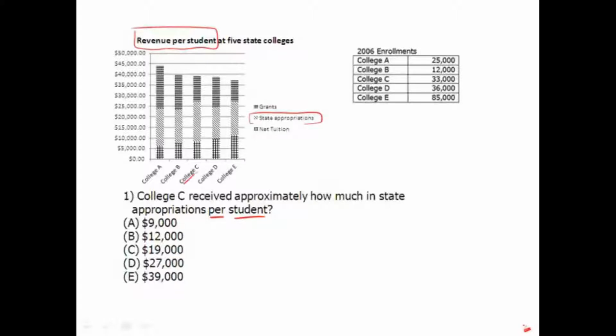So we go to College C, and we see that that bar begins around 8,000, and it comes up here to around 27,000. And so that is a length of 27,000 minus 8,000, which is 19,000. And in fact, this is answer choice C.